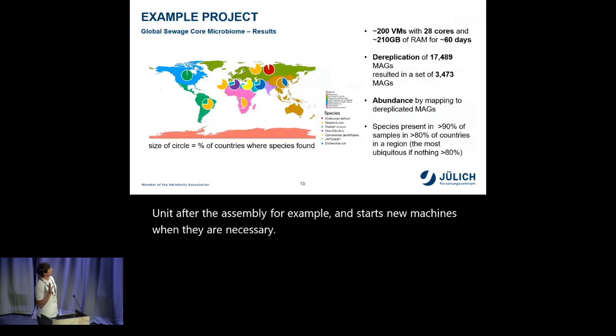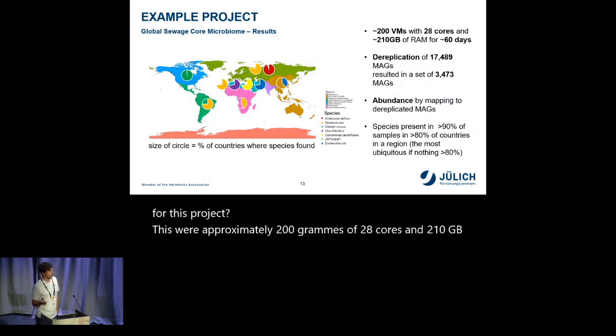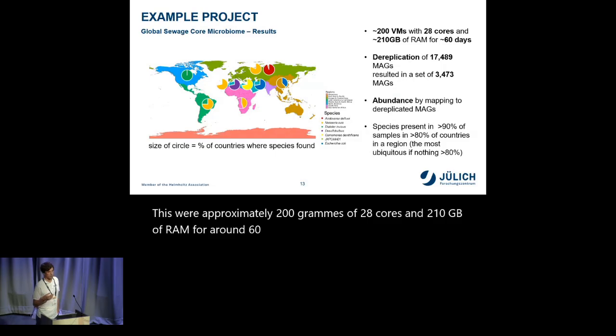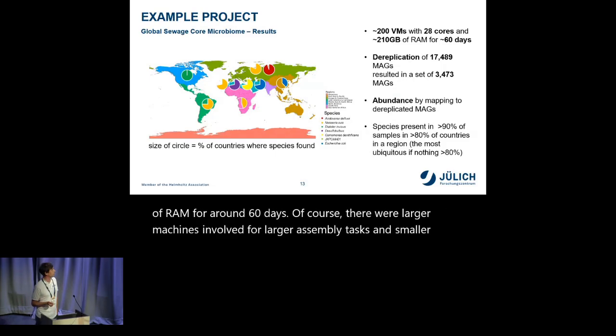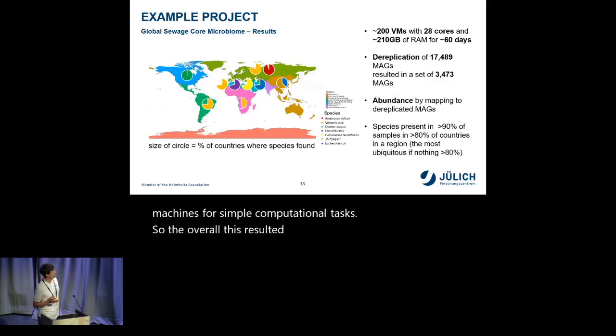Okay, just to give you an idea how much resources were needed for this project. This was approximately 200 VMs with 28 cores and 210 GB of RAM for around 60 days. Of course, there were larger machines involved for larger assembly tasks and smaller machines for simple computational tasks. Overall, this resulted in more than 17,000 MAGs, and after dereplication, around 3,500 were left.